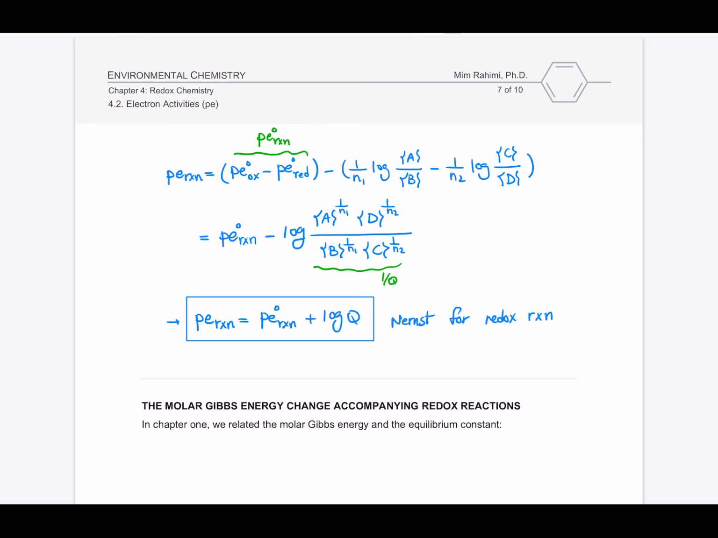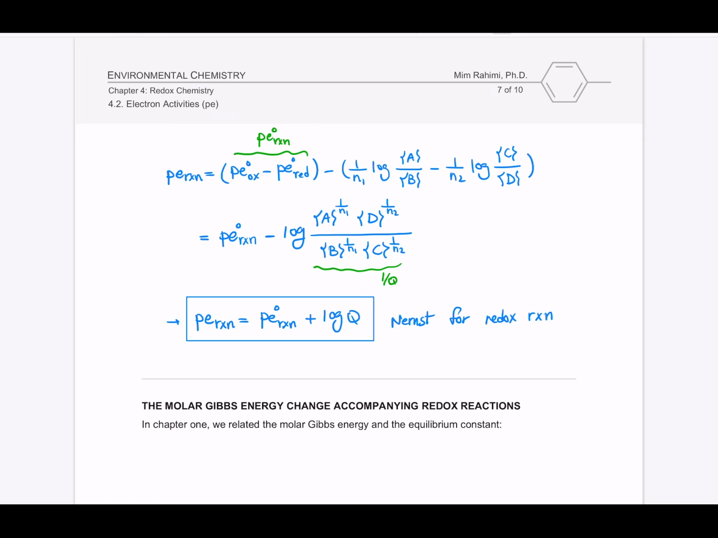Again, similar to the previous case, this is a deviation from the standard condition, exactly identical to what we had for delta G. Delta G was also a deviation based on Q with some RT, and then delta G of 0, to get to delta G of the reaction. So again, this is a very useful tool to have. We can calculate the electron activity of a redox reaction at any condition. And now we're going to basically use it.